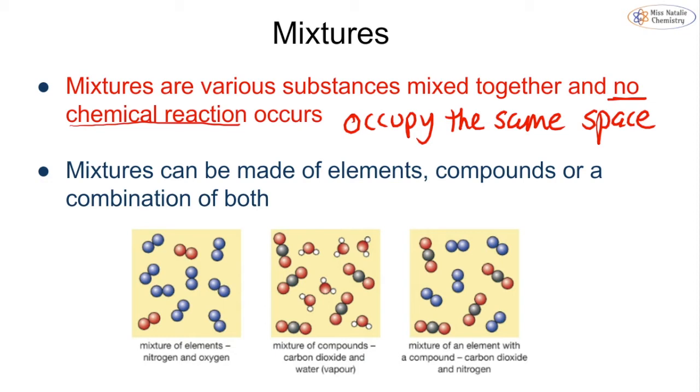So for example, here we have a mixture of nitrogen and oxygen, but notice that the nitrogen and oxygen are not joined together. They just simply occupy this box. We have got here carbon dioxide and H2O, or water vapor. Again, not joined together. The compounds themselves are joined, but they are not then joined to each other. And then we could have CO2 and nitrogen. So this is an element and a compound in the same space, giving us a mixture. So mixtures are slightly different, in that they are made up of elements and compounds or a combination of both.